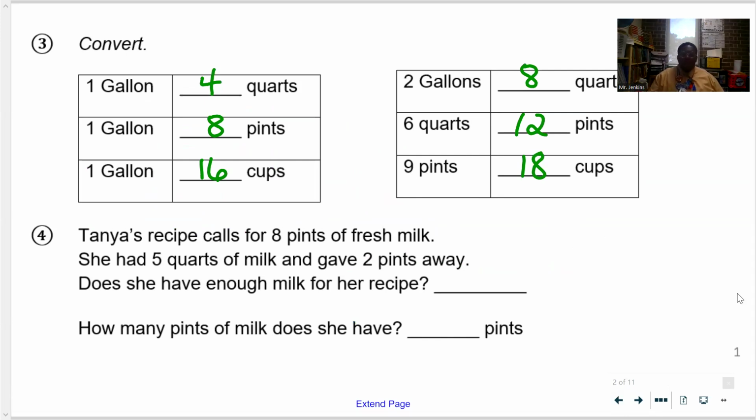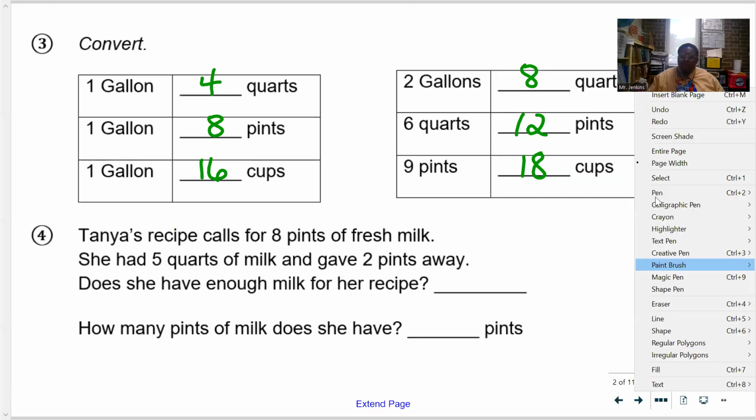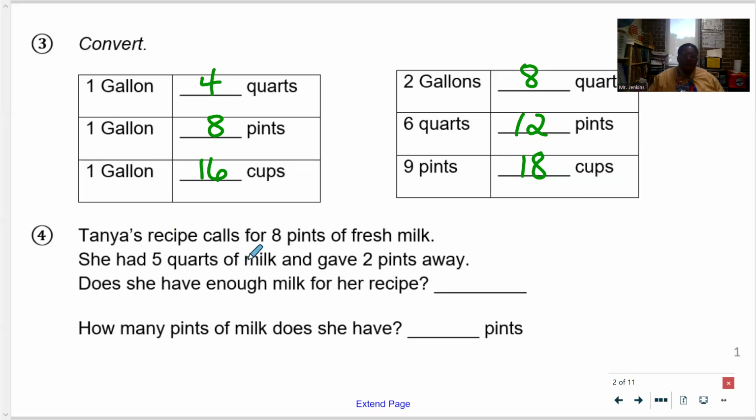Now let's look at number 4. Number 4, we have another word problem, but we're going to work it out, okay? This is also converting, so we're going to use our Kingdom of Gallon to help us out. It says that Tanya's recipe calls for 8 pints of fresh milk. She had 5 quarts of milk and gave 2 pints away. Does she have enough milk for her recipe? You have to pay attention to the quarts and the pints, okay? Because we're going to be going back and forth here, okay?